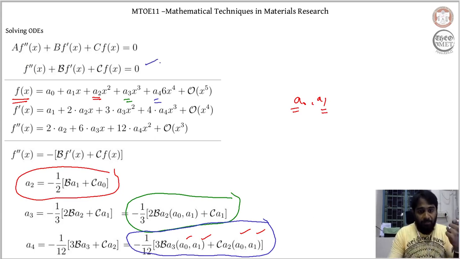So I need to replace my A2 with a term that involves A1 and A0, A3 with a term that involves A1 and A0, and A4 with a term that involves A1 and A0. Then I will be able to come up with my original solution, or the solution that I expect for f of x.